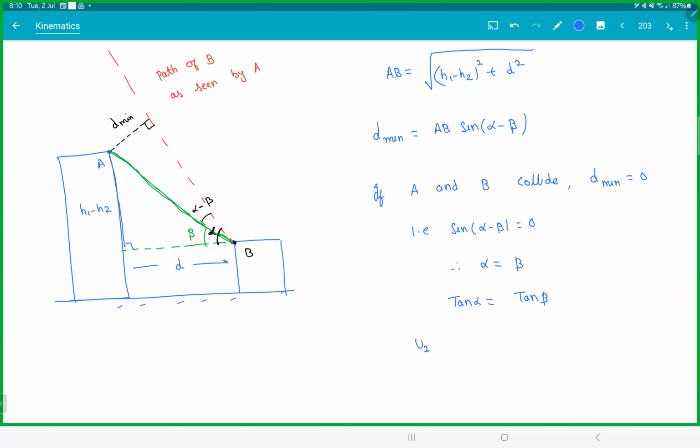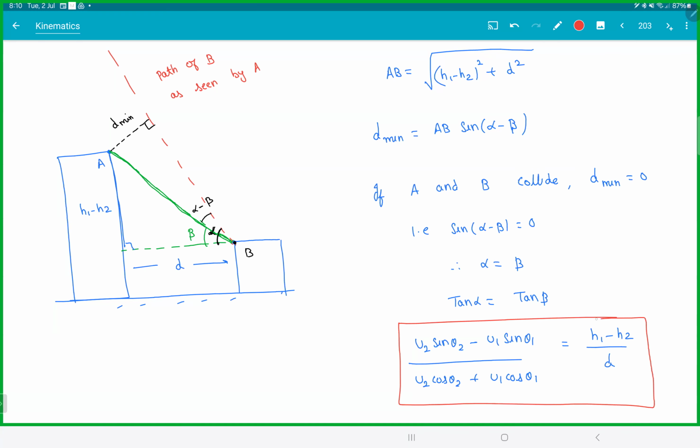So this thing turns out to be (u2 sine theta 2 minus u1 sine theta 1) by (u2 cos theta 2 plus u1 cos theta 1) is equal to (h1 minus h2) by d. That's your condition for them to collide. Both the questions are related in that way.